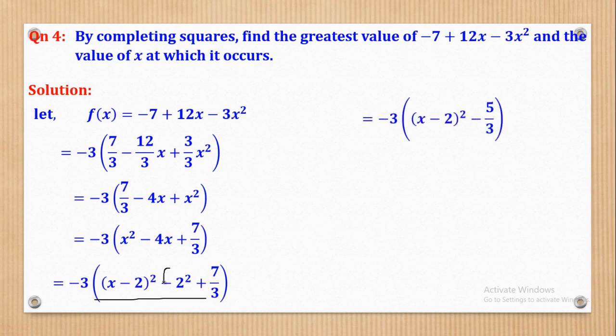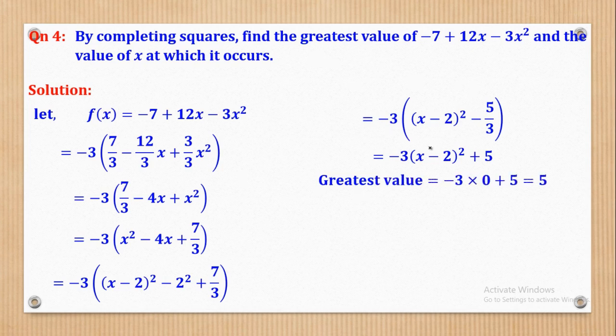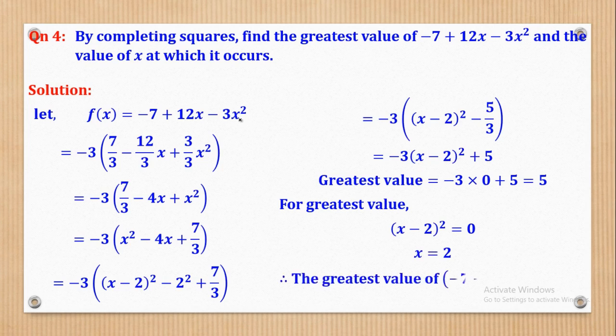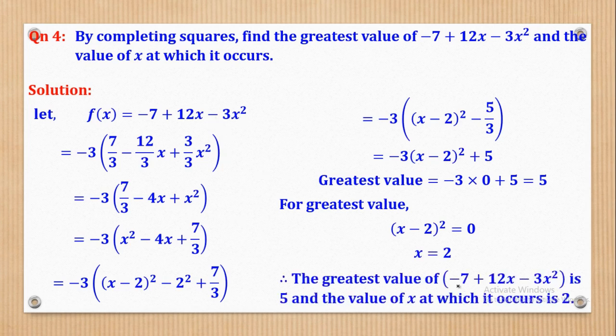Then use a calculator. The whole of this gives you negative 5 over 3. Then this negative 3 multiplies each term to come up with this part. So with that I've factorized, now I can set the greatest value by equating this to 0. So that is 0, so the greatest value will be positive 5. But they also wanted the value of x for which it occurs. So the value of x for which it occurs is when you equate this to 0. So (x minus 2) squared equal to 0, I'll be able to come up with the value of x as 2, and that is what they wanted. So you can conclude that the greatest value of this is 5 and the value of x for which it occurs is 2.